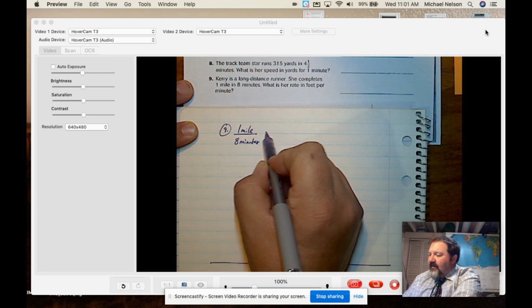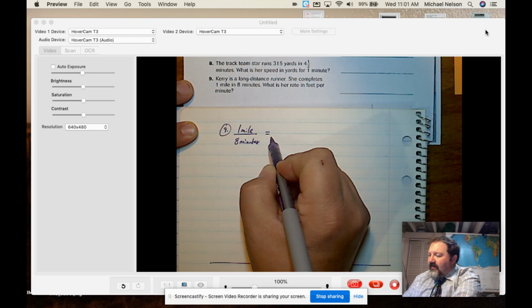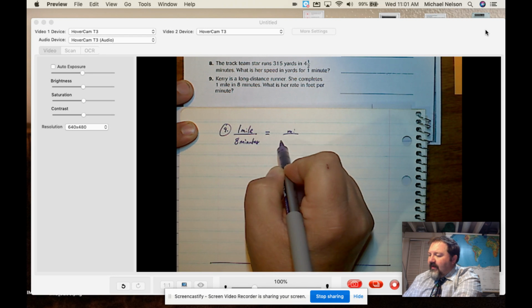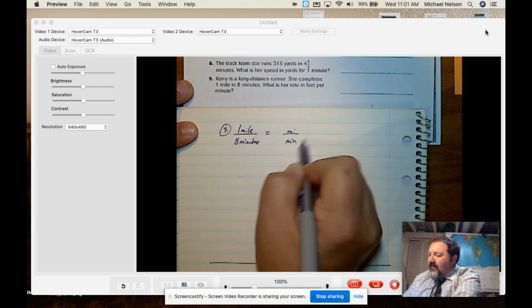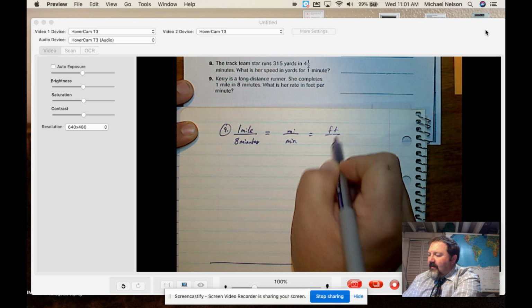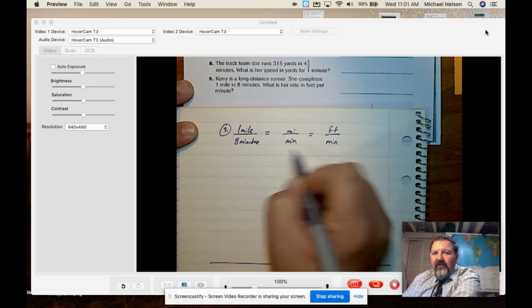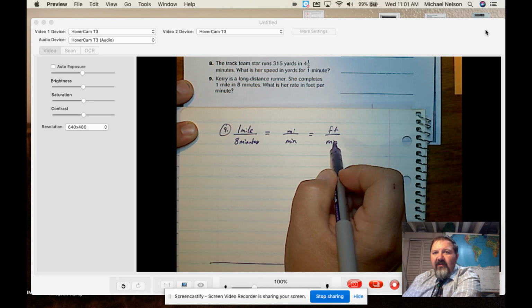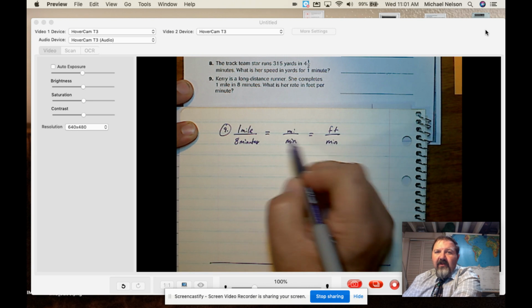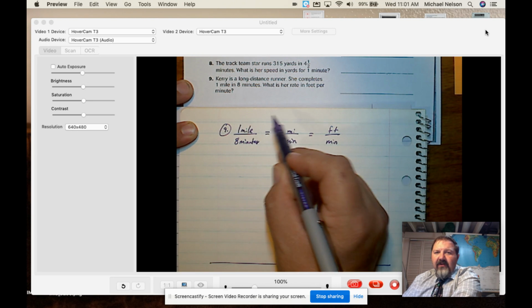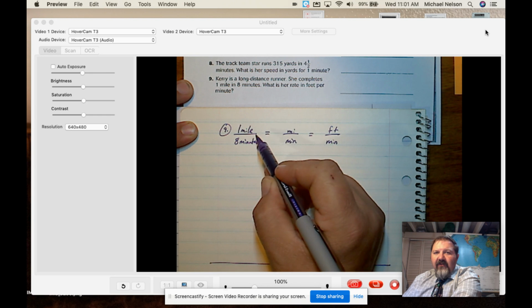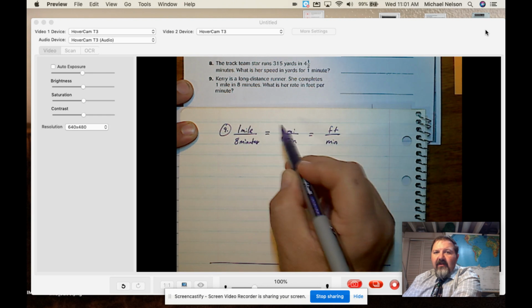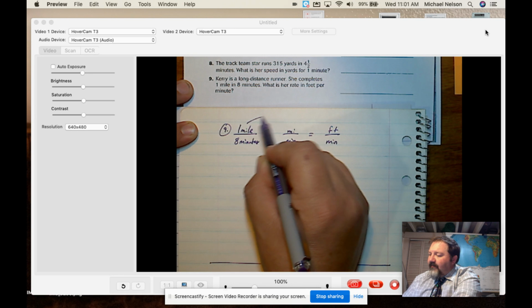Now, the problem is it doesn't want to know miles. That would be miles per minute. They want to know feet per minute. And so you've got actually a couple steps to do here. And one of those is to realize that 1 mile is equal to how many feet? Anyone know that off the top of their head?